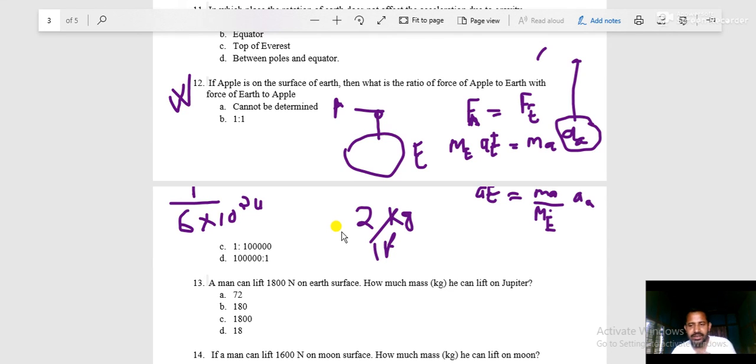So from here it is clear that the force given by the apple to the earth and the force given by the earth to the apple will be the same. Its ratio is 1 is to 1. And from here we have concluded why the apple is not moving the earth, and why the earth is not moving towards the apple.